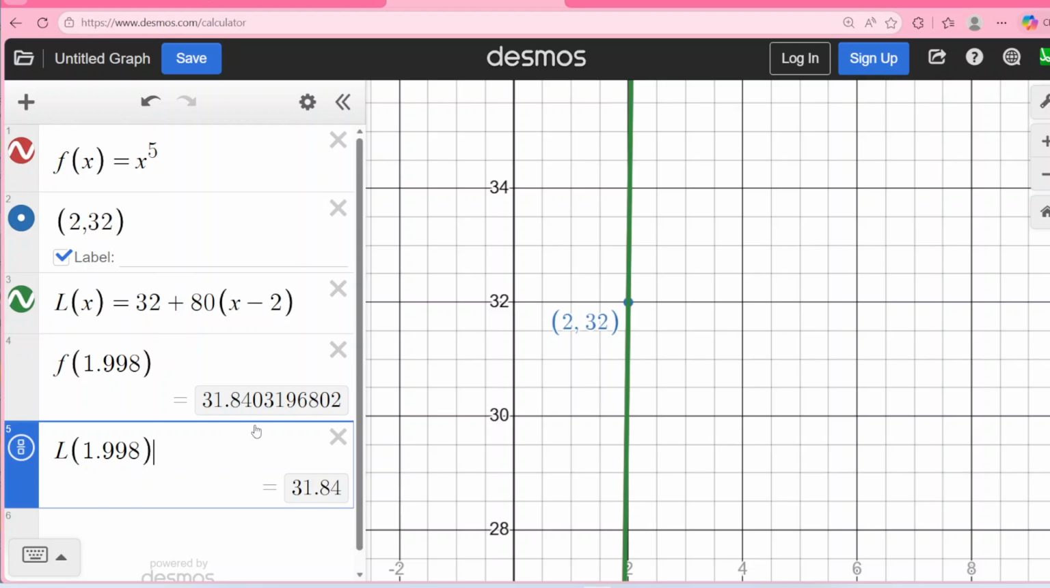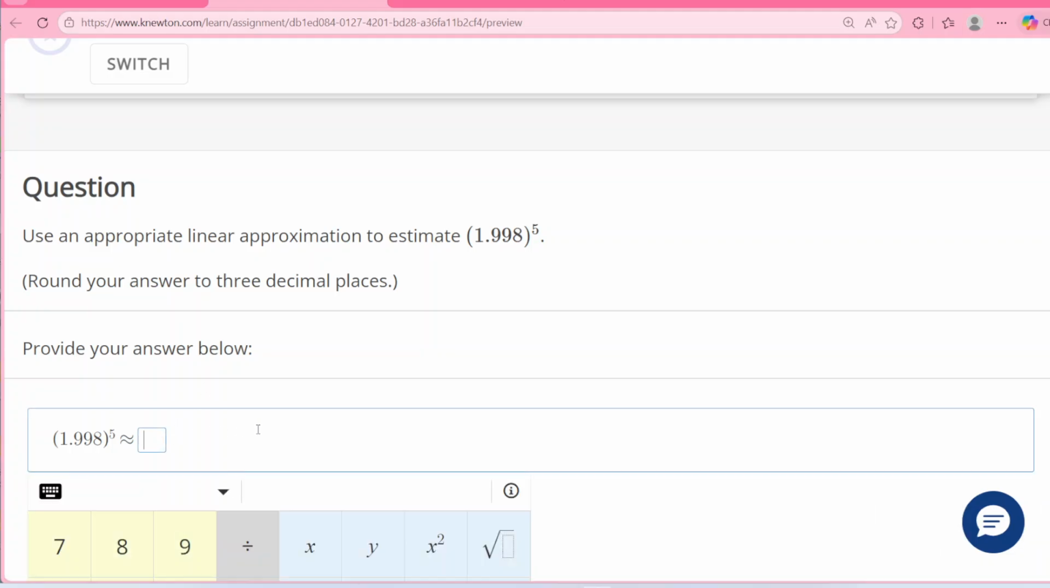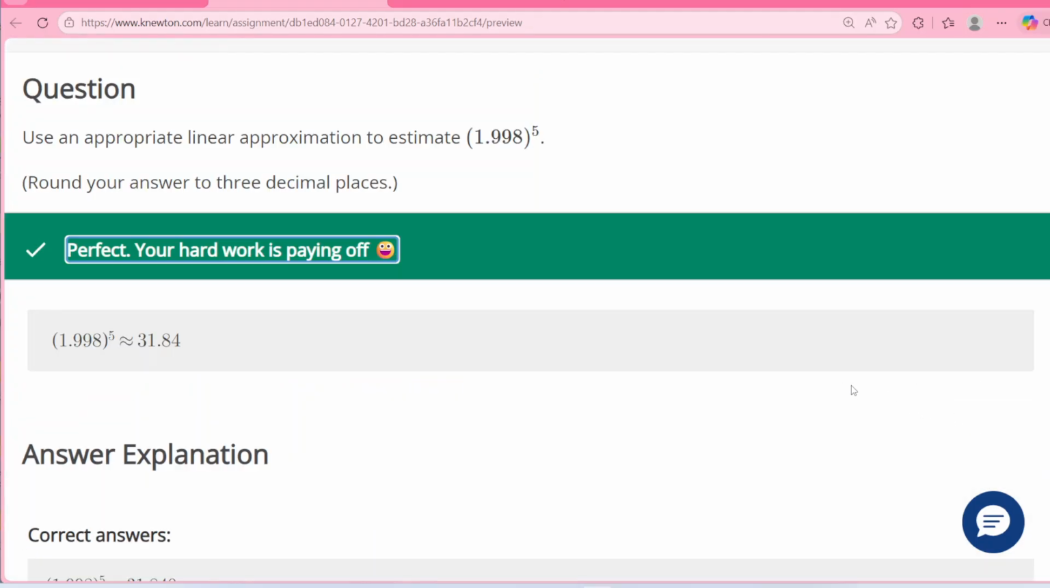So again, hopefully you're seeing that this tangent line function is very close to giving me the actual value of 1.998 to the fifth. But that's what we're entering here. Again, you're not entering the actual value of 1.998 to the fifth. What you're doing in this is entering the linear approximation, the value of the tangent line when I enter 1.998, which we said was 31.84. So that's what I'm entering there. And I'll submit. Wonderful.